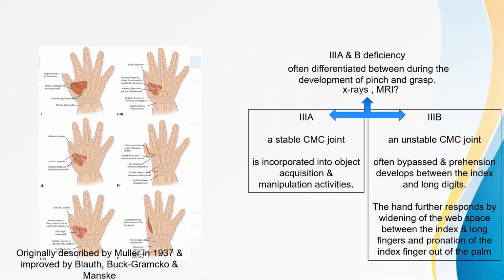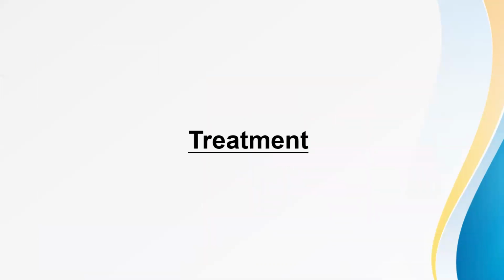In type 3A, where we have a stable CMC joint, the thumb will be incorporated into object acquisition and manipulation activities, and the treatment will be thumb reconstruction. In type 3B and more, the unstable CMC joint will make the thumb function often bypassed, and prehension develops between the index and long digits, and further the hand will widen the gap between the index and the long finger and pronate it to try to use it in a purposeful manner, if without intervention.